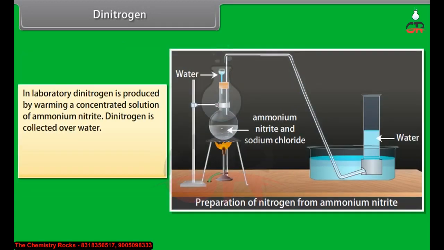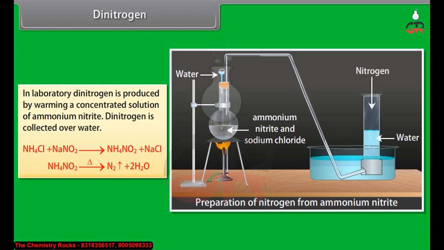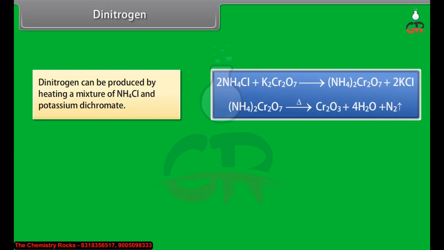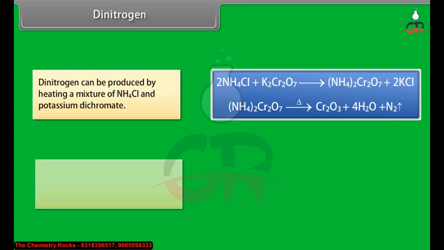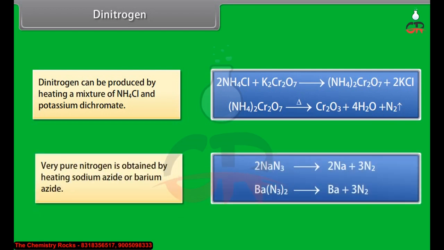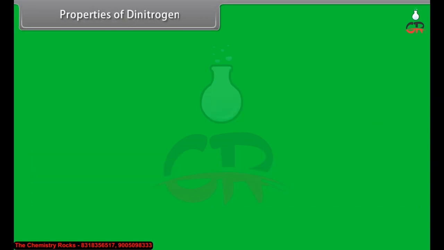In the laboratory, dinitrogen is produced by warming a concentrated solution of ammonium nitrite. Dinitrogen is collected over water. Dinitrogen can be produced by heating a mixture of NH4Cl and potassium dichromate. Very pure nitrogen is obtained by heating sodium azide or barium azide.